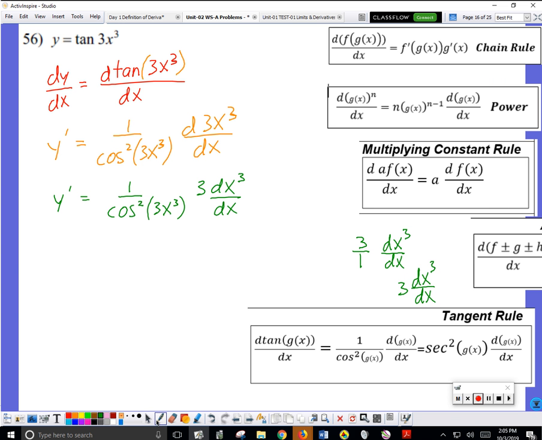Here's the other thing you should be noticing. At this point, there's nothing new to learn. On a previous problem, you already saw how to handle this. We had x to the fourth before, right? Now just x to the third. Just do the same rule again.